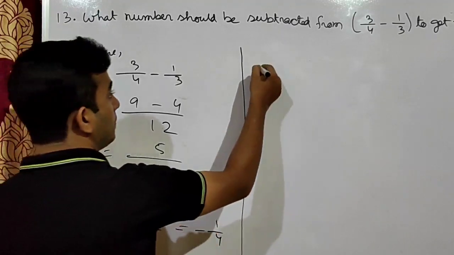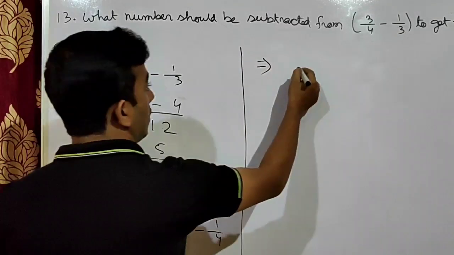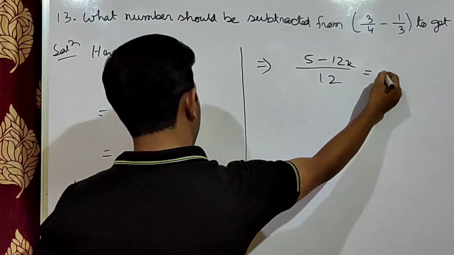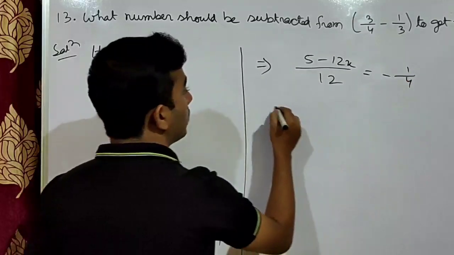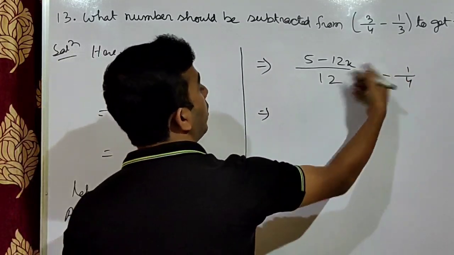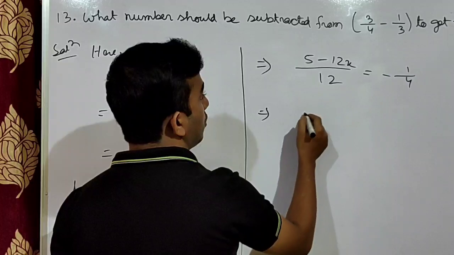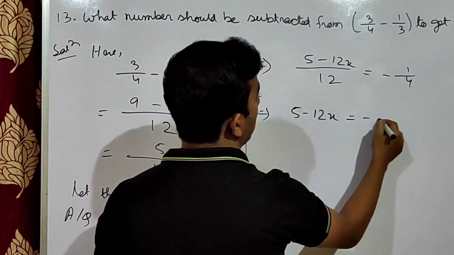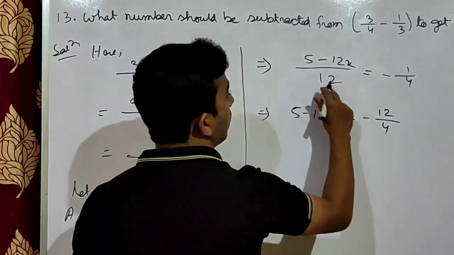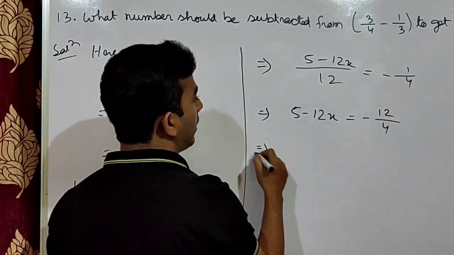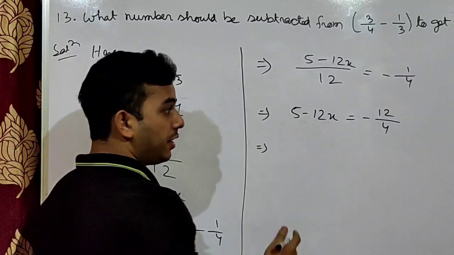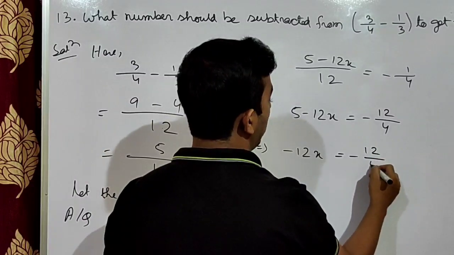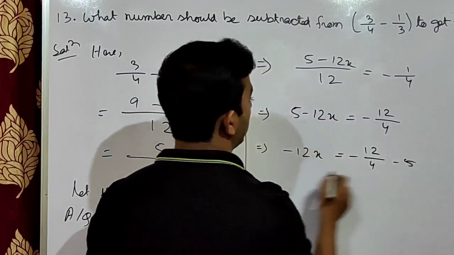So next step, we have to take LCM, that is 12: 5 minus 12x by 12 equals minus 1 by 4. I hope you are getting it. Now we will cross multiply, that is, we will change the sign. So it will be 5 minus 12x equals minus 12 by 4, 12 into 1 is 12. Clear? Now 5 is positive, so when we change the side, it will become negative. So it will be minus 12x equals minus 12 by 4 minus 5.